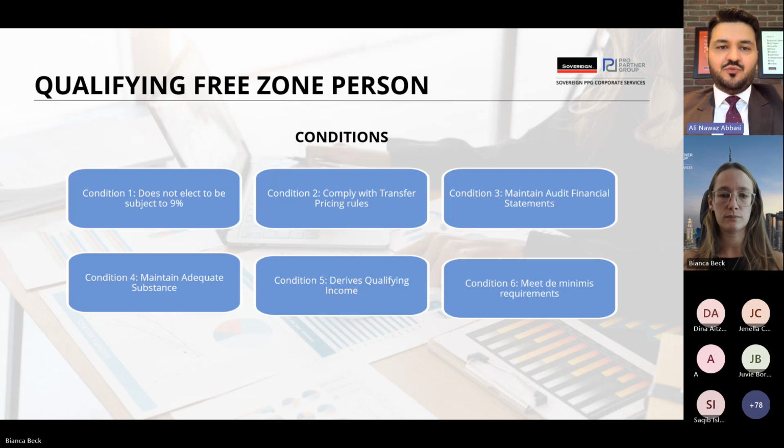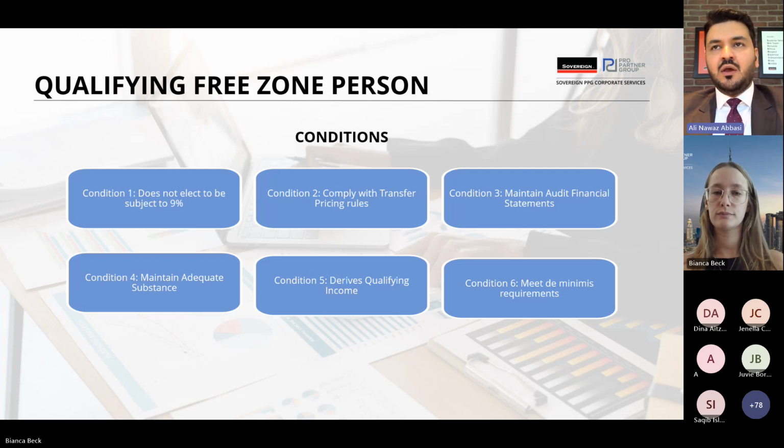Okay, qualifying free zone person. There are a lot of misconceptions around this topic. The most common one is that if you have established a company in a free zone, you are automatically exempt from any corporate tax, which is just plain wrong. There are a lot of conditions to satisfy before a free zone company can claim the 0% corporate tax regime.